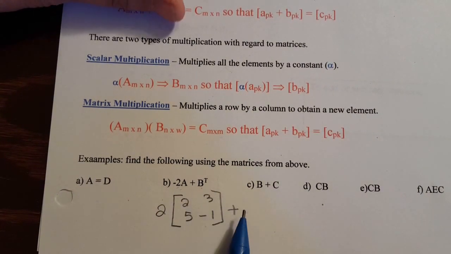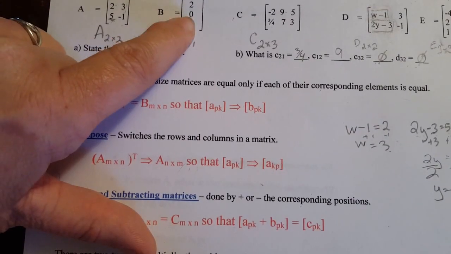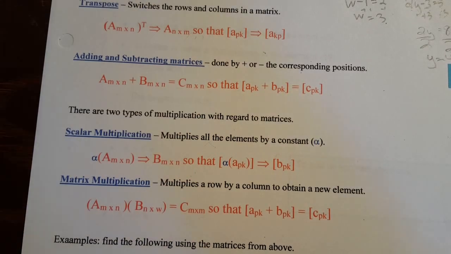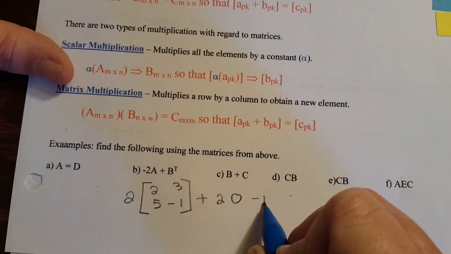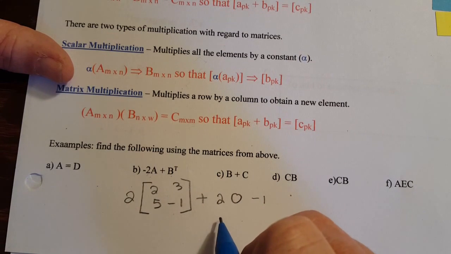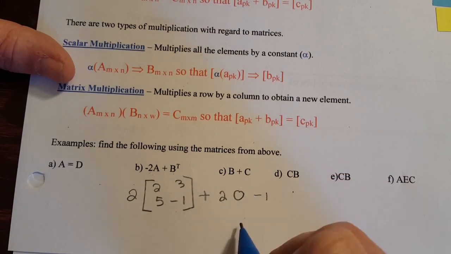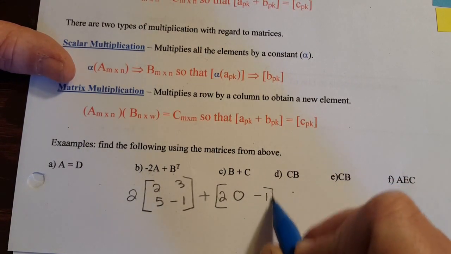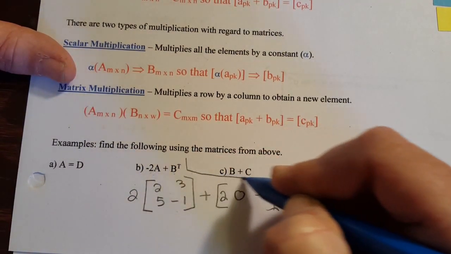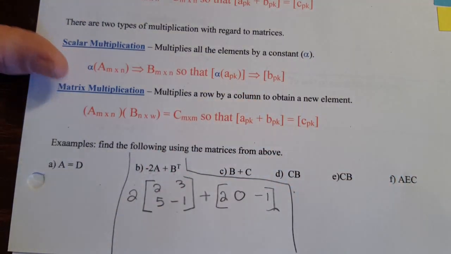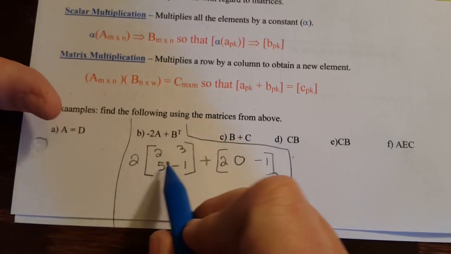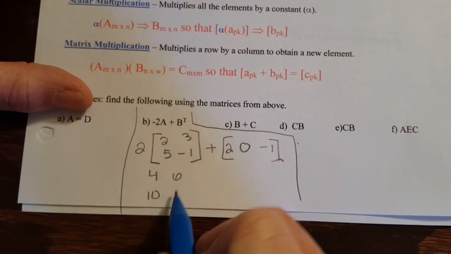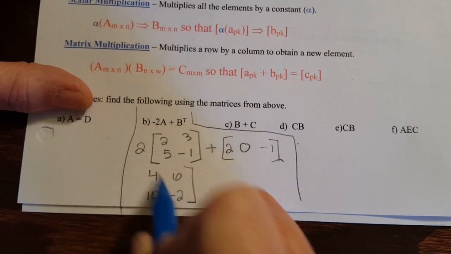B transposed would be taking the row 2 and making it a column. So it would actually just look like this: 2, 0, -1. The row 2 became a column of 2. The row 0 became a column of 0. And the row -1 became a column -1. So this is all number 2. So here we can do the scalar by multiplying each element inside by the scalar multiplier of 2.